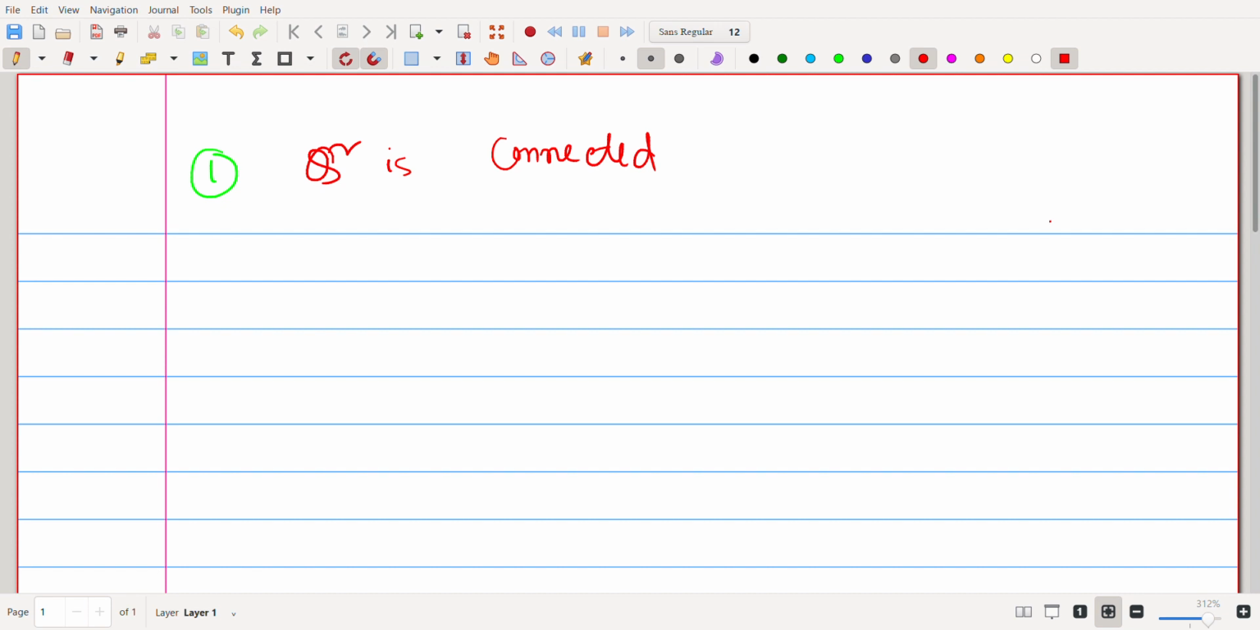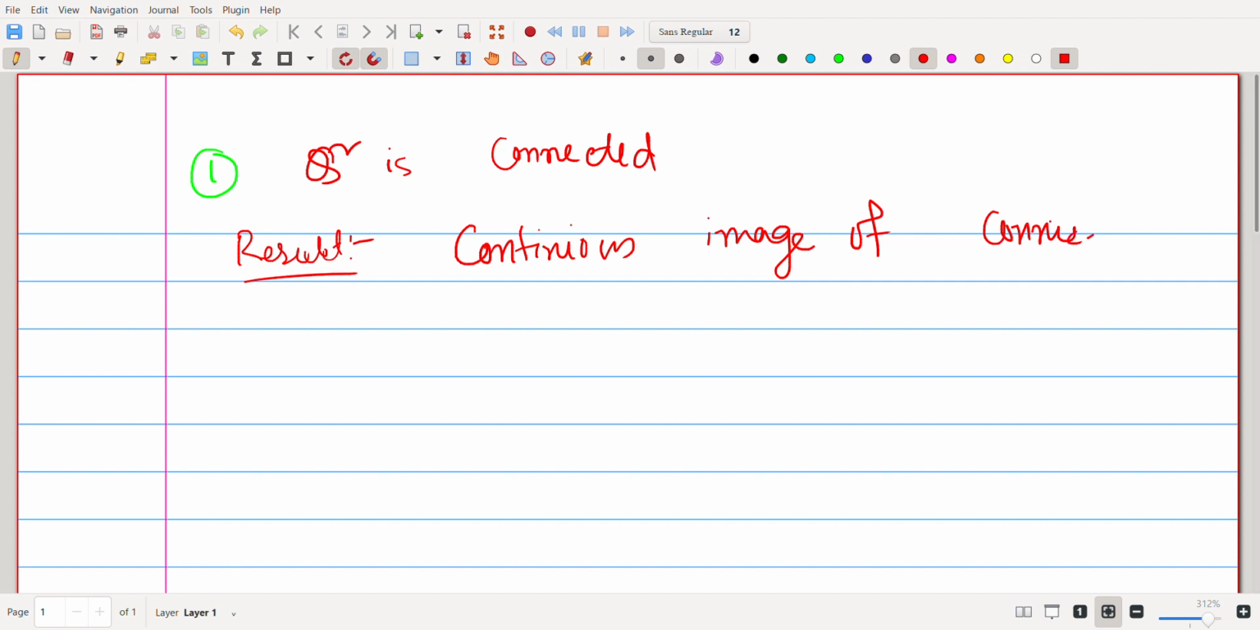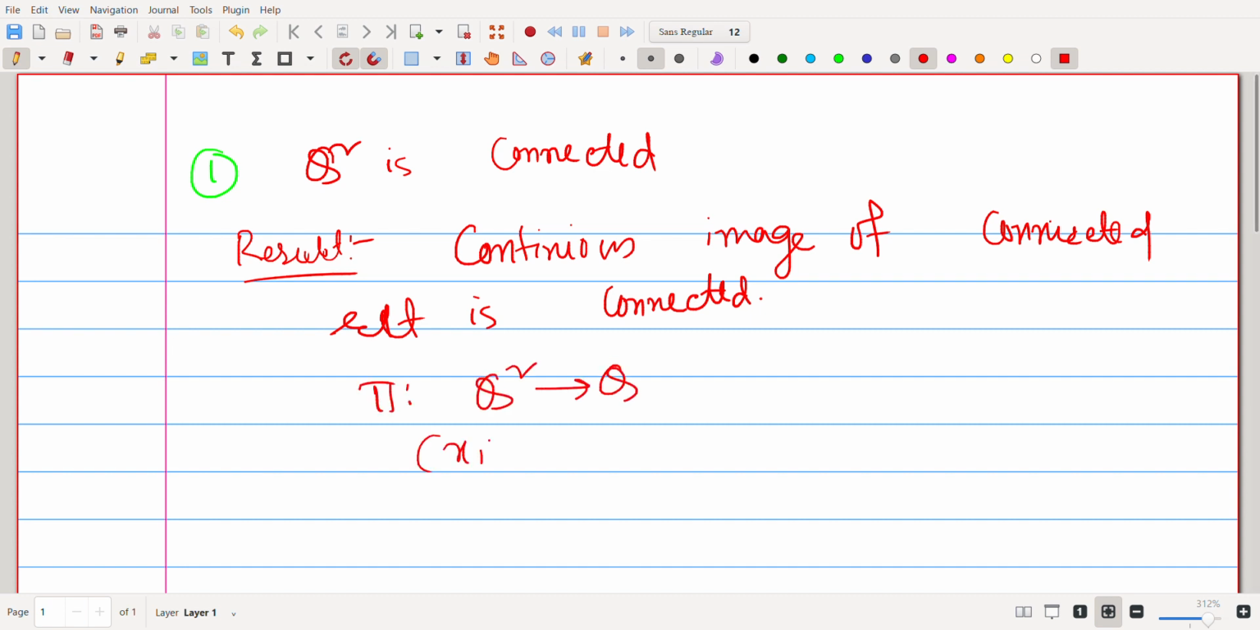Okay, so a basic result from metric spaces is that the continuous image of a connected set is connected, right? So it's a basic result that the continuous image of a connected set is connected. Now suppose Q2 is connected, right? Now consider the projection map from Q2 to Q, say (x, y) goes to x. So the projection map is always continuous.